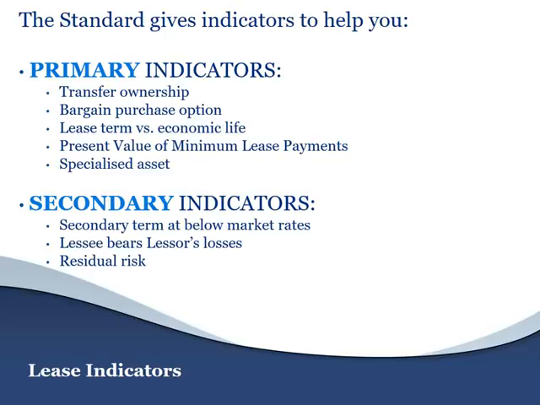Those being whether the lease transfers ownership, or there's a bargain purchase option that's likely to be exercised at inception. The lease term versus the economic life, that the lease term is for the majority of the economic life. That the present value of the minimum lease payments amounts to substantially all the fair value of the asset, and if it's a specialized asset. As I said, if you meet any one of those, you're deemed to have a finance lease. There are also the secondary indicators to help you out if that didn't work. So the main thing to point out here is that for your lessors, really not much has changed.